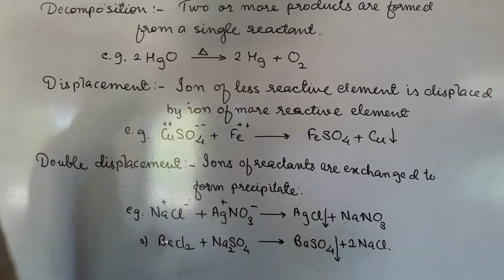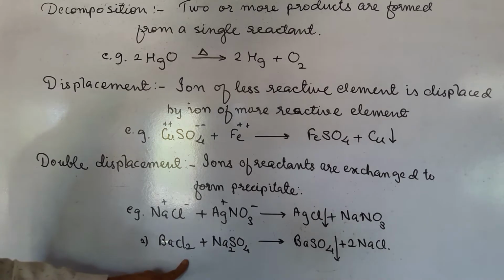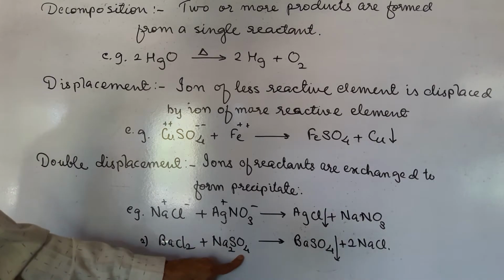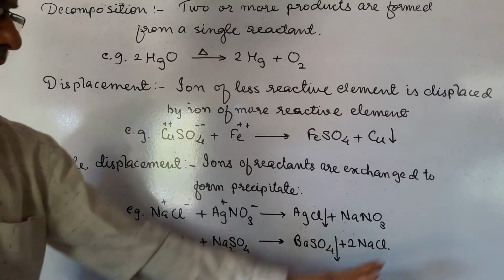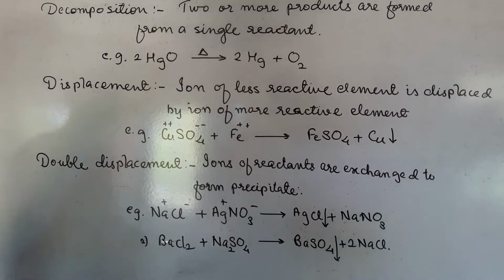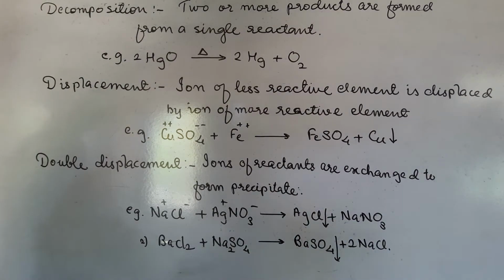One is precipitated. Here also, barium chloride and sodium sulfate: barium combines with sulfate to form barium sulfate and sodium chloride. So this we have studied last time. Now we will study a few more reactions like exothermic, endothermic, oxidation and reduction reactions, and then we will see how the reaction takes place and the speed of the reaction.